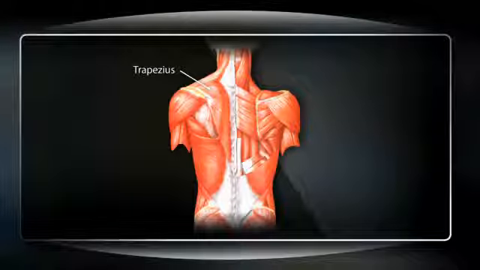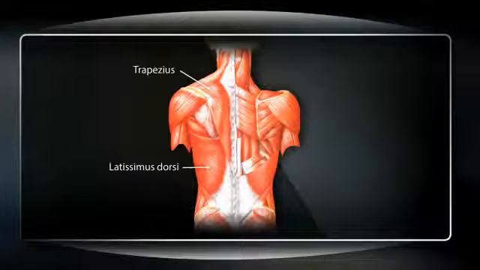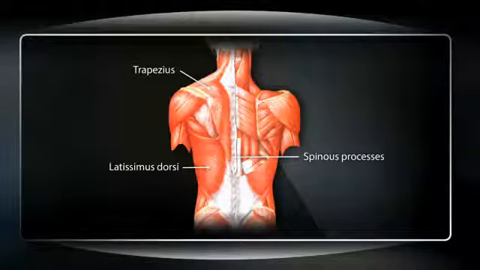The trapezius and the latissimus dorsi form the large outer layer of muscles attaching to each side of the spine. They overlie 2 deeper muscle layers, a layer attaching to the head, neck, and spinous processes, and a layer of smaller intrinsic muscles between the vertebrae.